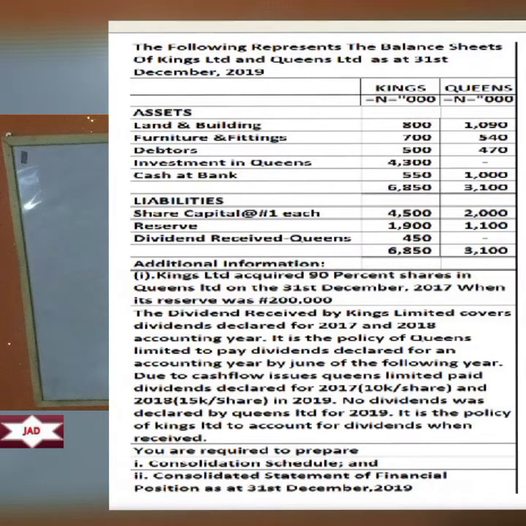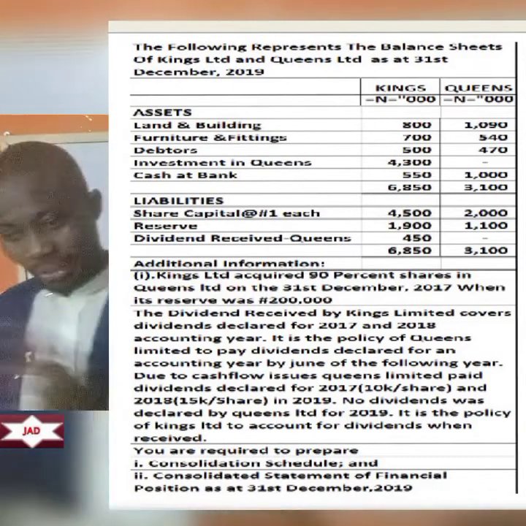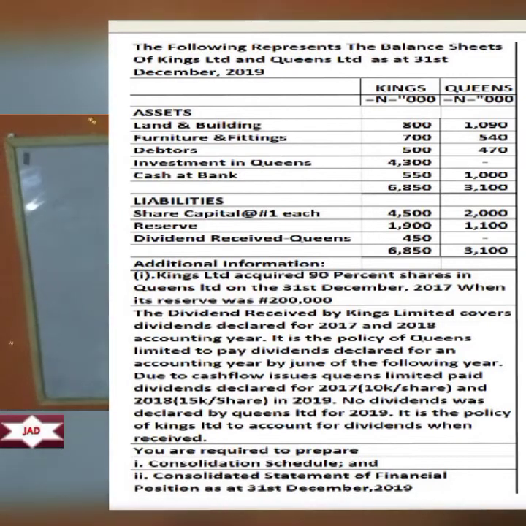Should it be P&L? Kings Limited acquired 90% shares in Queen's Limited in 2017 when its reserves were 200,000. Okay, that's understood. Then dividend received by Kings Limited covered dividends declared for 2017 and 2018 accounting years. It is a policy of Queen's Limited to pay dividends declared for an accounting year by June of the following year. So when we declare dividend in this year, we pay the following year. Now, due to cash flow issues, Queen's Limited paid dividends declared for 2017, which is 10 kobo per share, and 2018, 15 kobo per share, in 2019. No dividend was declared by Queen's for 2019.